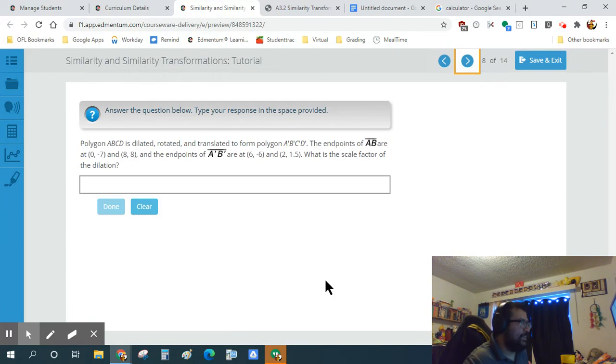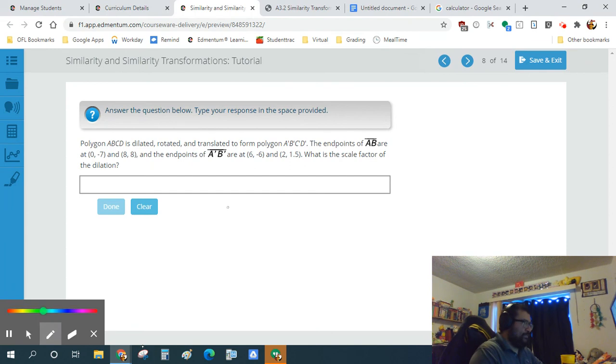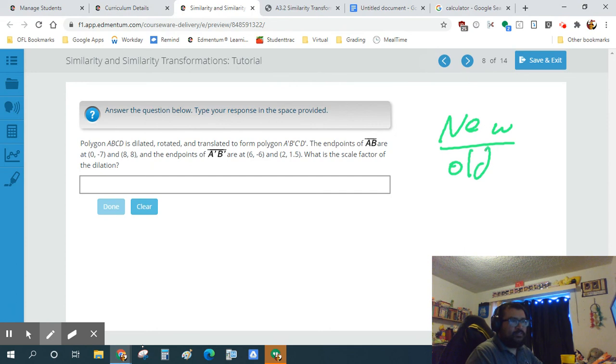All right, so now we're going to deal with this shape right here. We dilated this and rotated the transformation. These are the endpoints, and the endpoints of the translated one are this. What is the scale factor? So what they want us to do here is find the lengths. Remember, it's always going to be new over old. So first we have to find the lengths, but our end goal is finding the new over old.